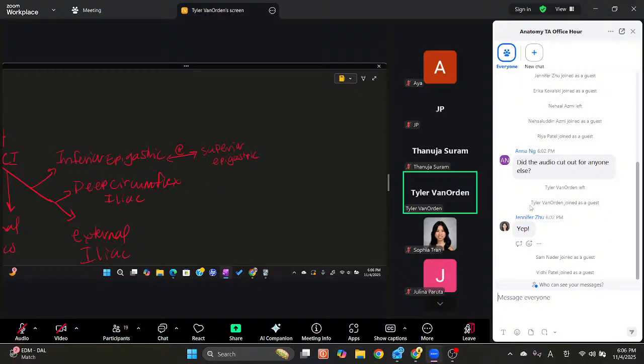The deep circumflex iliac anastomoses with another artery that we've talked about, and that's the musculophrenic artery. Okay, so we know that the internal thoracic artery is going to give off both of these. The one that's going lateral is the musculophrenic. That's going to supply the diaphragm, and then it's going to continue down and anastomose with that deep circumflex iliac.